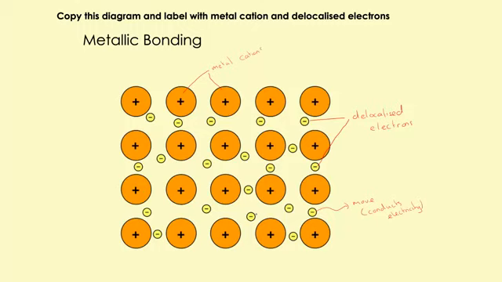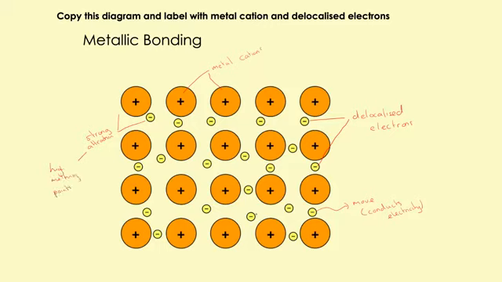And then between these two is a strong attraction. The only notes that I would copy down are the metal cations labelled and the delocalized electrons. I'm just trying to explain what this bonding means so that you can answer the next task. So there's a strong attraction between the positive and the negative ions, and that means that most metals have got high melting and boiling points.